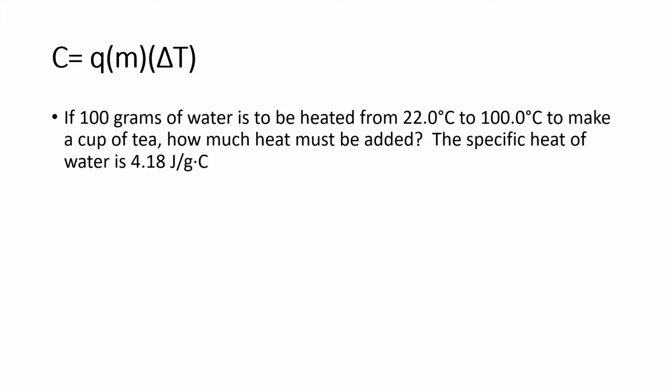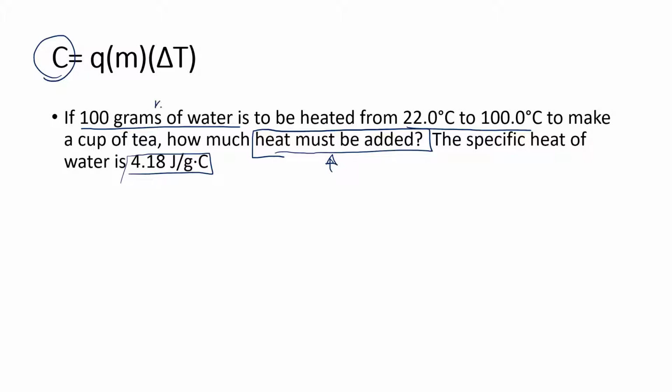So let's do one problem. We have a problem that says 100 grams of water is heated from 22 to 100 degrees Celsius to make a cup of tea. How much heat must be added? So this is what it wants. It wants how much heat is added, and the specific heat is 4.18 because it's water. If it wants how much heat, that means it wants C. So we don't even need to rearrange the equation. We just have to plug it in.